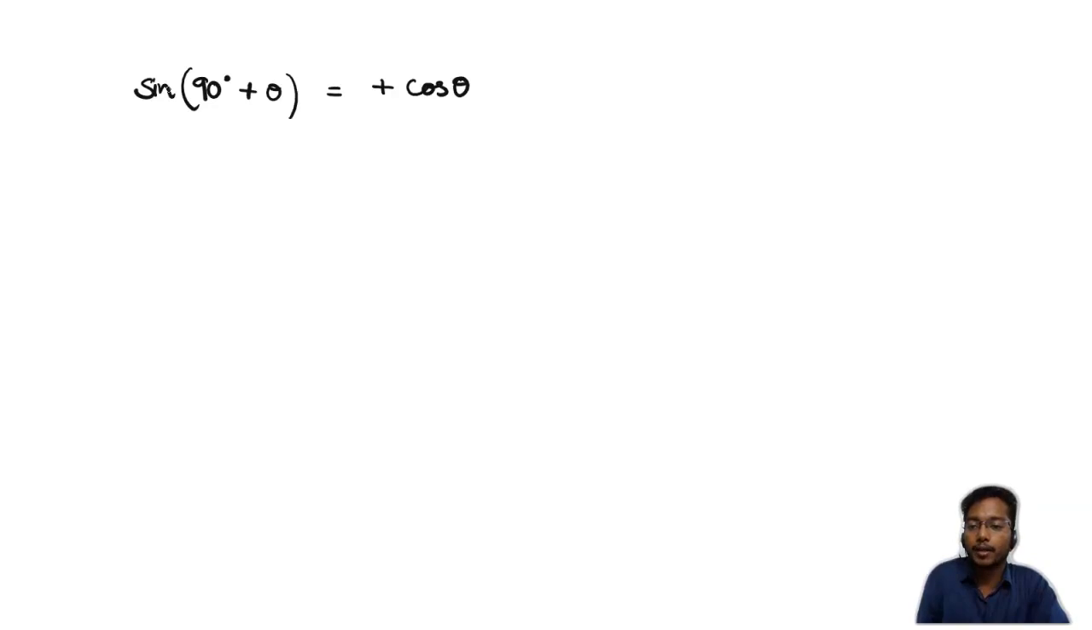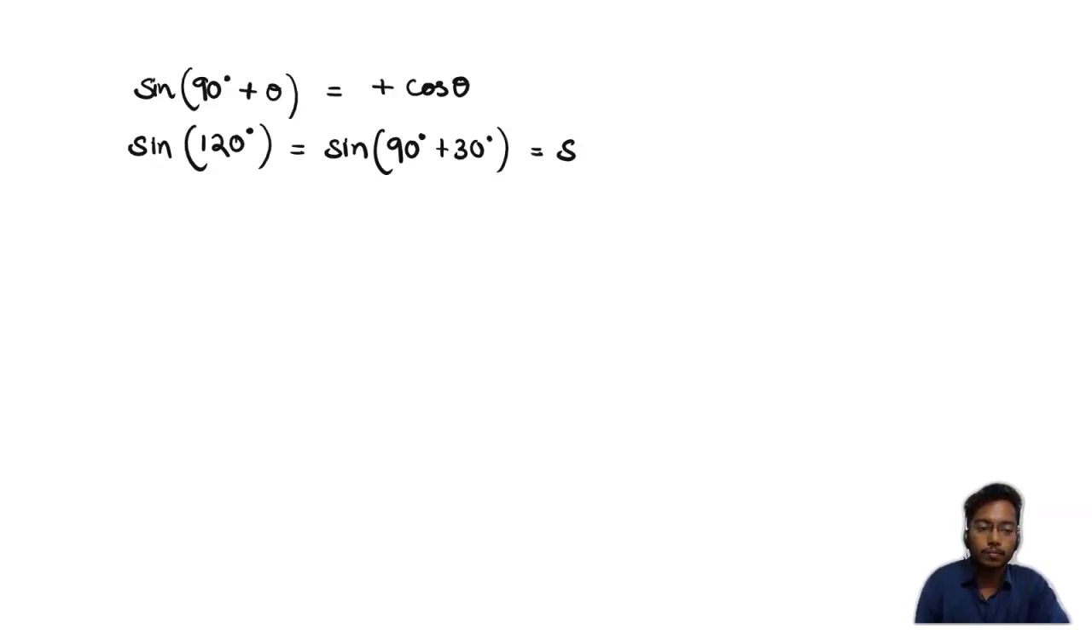If you will write sine 120 degree. Okay. So how can we write it? That is sine 90 degree plus 30 degree. Okay. So this is equals to cos 30 degree.